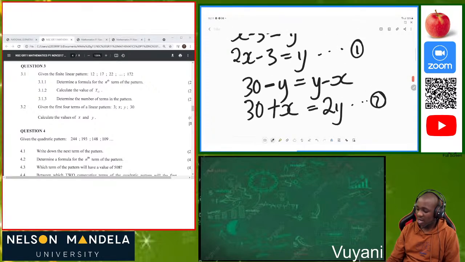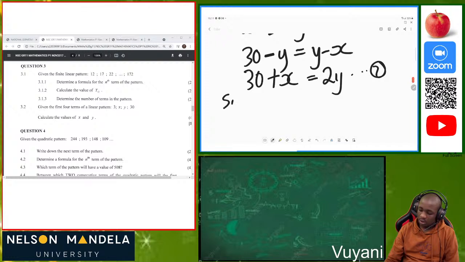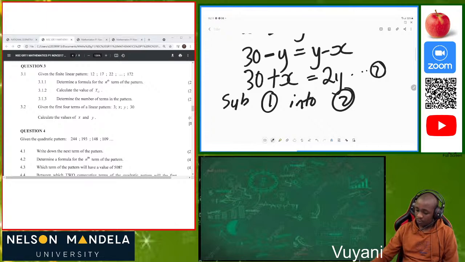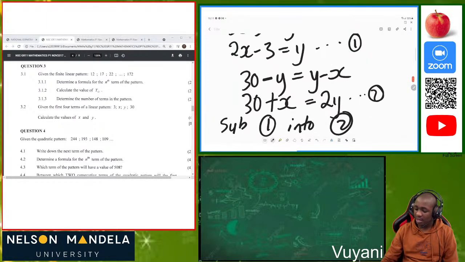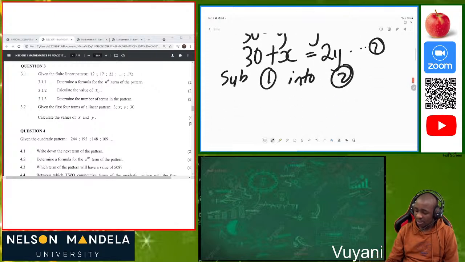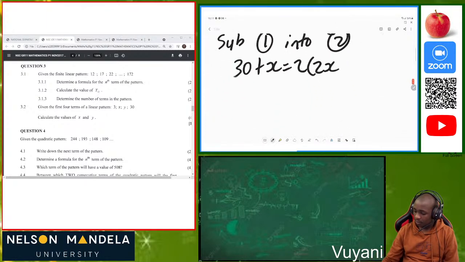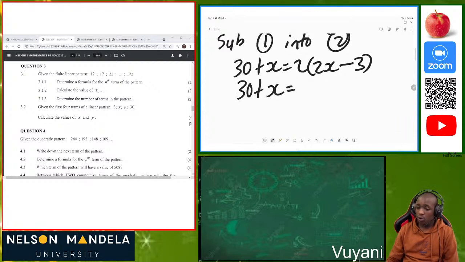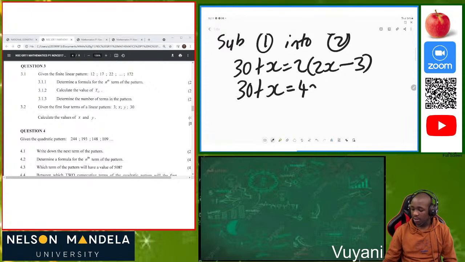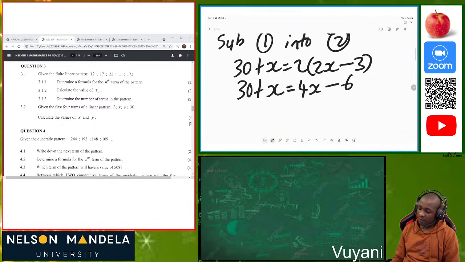So since we have equation 1 and it's only y, we can substitute 1 into 2. Wherever we see y, we will substitute 2x minus 3. So we're going to say 30 plus x is equal to 2 times 2x minus 3. Now 30 plus x is equal to 2 times 2, we get 4x, and 2 times negative 3, we get negative 6. Then we are solving for x in this case.